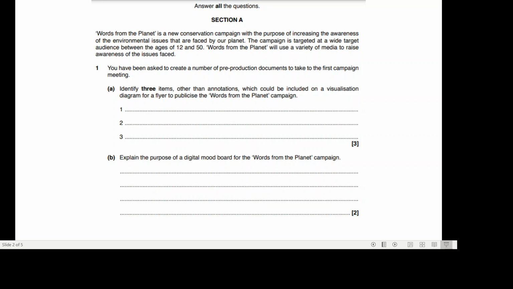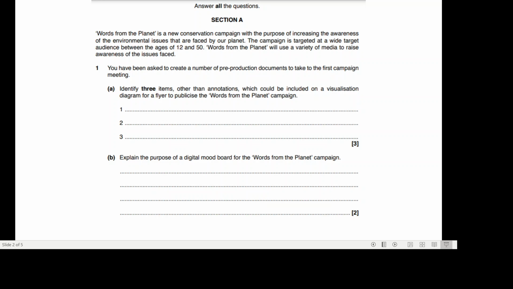Words from the Planet is a new conservation campaign with the purpose of increasing the awareness of environmental issues that are faced by our planet. The campaign is targeted at a wide target audience between the ages of 12 and 50. Words from the Planet will use a variety of media to raise awareness of the issues faced. You've been asked to create a number of pre-production documents to take to the first campaign meeting.